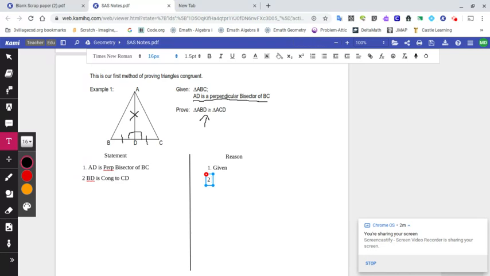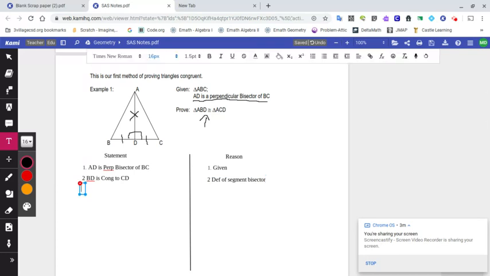The reason is definition of segment bisector. Or I can write definition of perpendicular bisector. Either way, because that's what was actually given, perpendicular bisector. But I'm bisecting the segment. That's why I can say that.